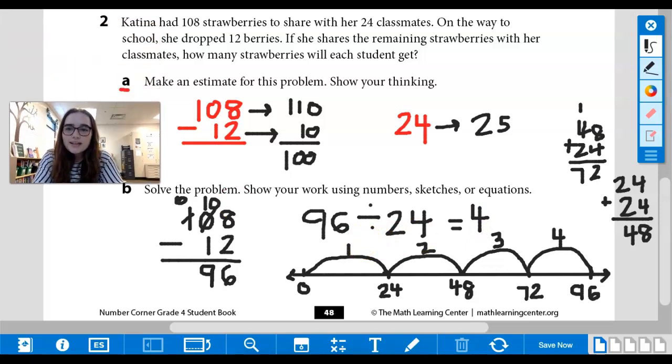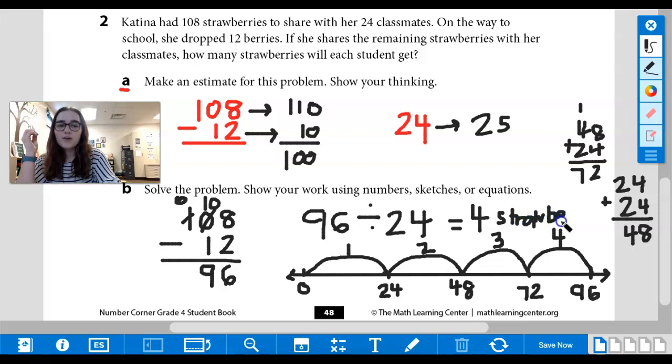So when Katina had 96 strawberries and she split them up equally to 24 of her classmates, each of her classmates got 4 strawberries. All right, make sure you've got the secret emoji and you've shown all your work.